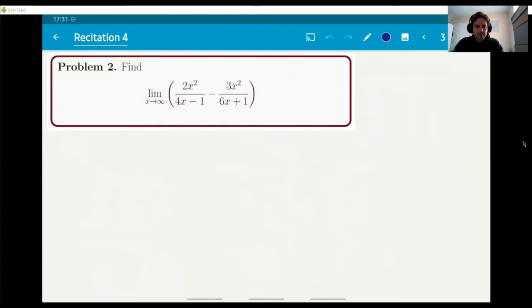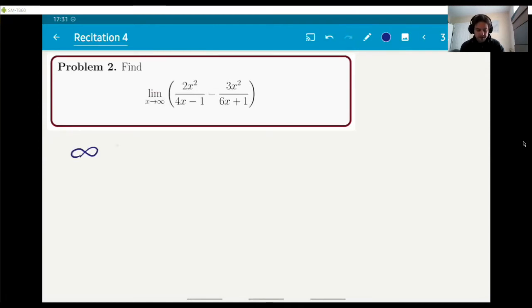Next problem, find this limit. We have here a difference of fractions. If you look at each specific fraction, x is going to infinity, and the polynomial that appears in the numerator has a higher degree than the denominator. This means that the numerator is dominating over the denominator. It's trying to make the fraction larger and larger. So each one of these fractions is going to infinity.